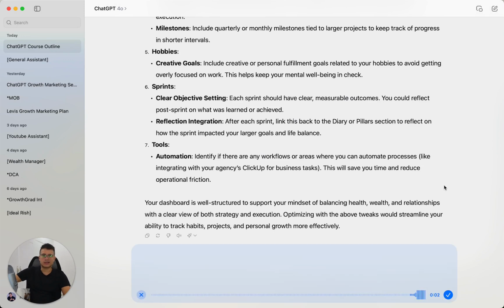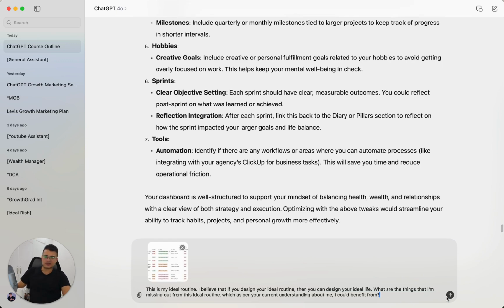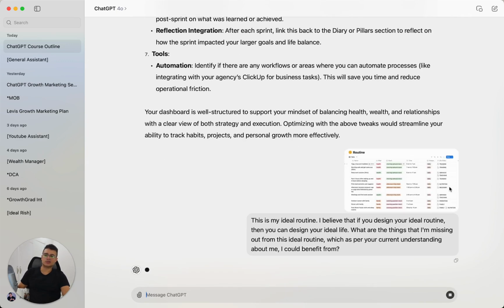This is my ideal routine. I believe that if you design your ideal routine, then you can design your ideal life. What are the things that I'm missing out from this ideal routine, which as per your current understanding about me, I could benefit from? Again, I'm trying to find the missing pieces here, and I'm uploading a screenshot of my current routine. Again, if you have things documented, you'll be able to get better output. So it's important to document things.